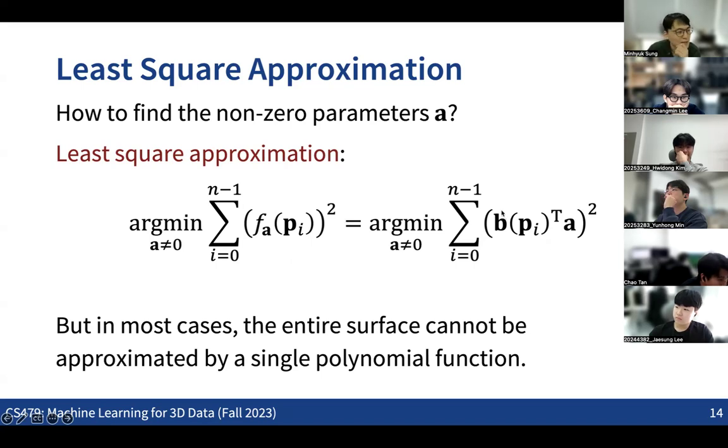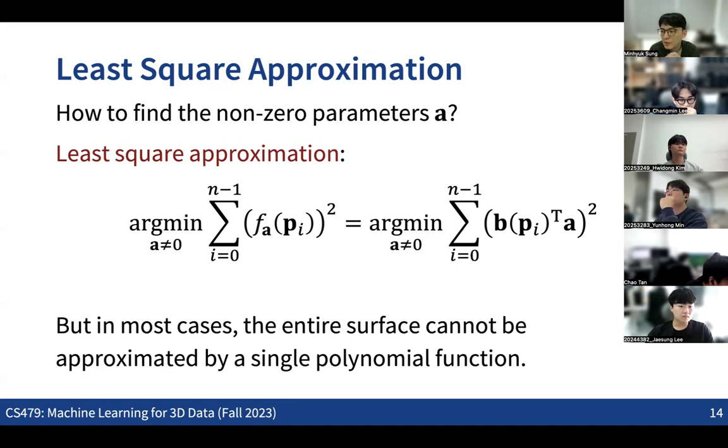Very straightforward, right? The thing is that the surface that we are going to reconstruct will not, for most cases, be represented as a single polynomial function. The surface might have a more complex shape, right? So here the idea is that we are not fitting the polynomial function over the entire surface, but we are going to do this kind of fitting only for a local region.